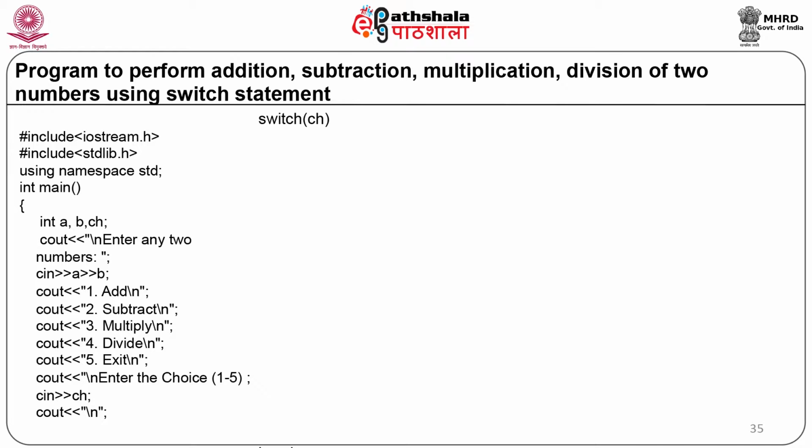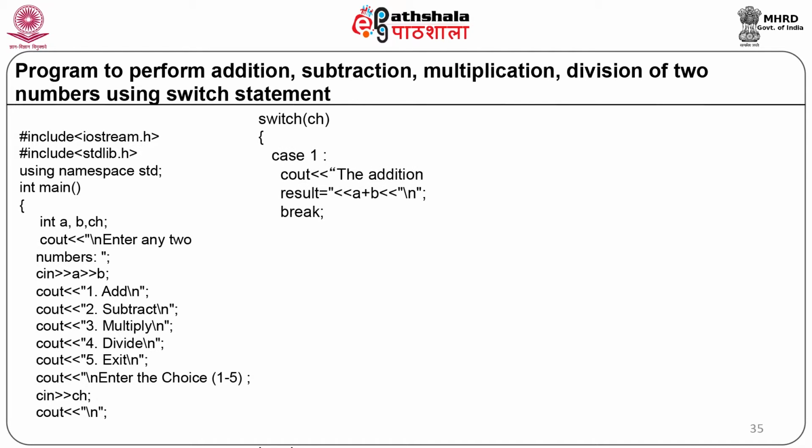We are displaying the \n, that is a new line character, and now we are having the switch statement, switch ch. So the value entered will be compared with each of the case labels. Start with the switch statement case 1. Case 1 is basically the addition.